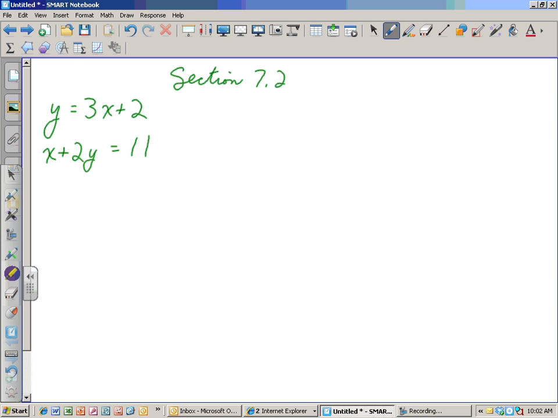Remember what this is called? This is called a system of equations. Whenever you have more than one, we just call that a system of equations. And what we want to do is find where they intersect, just like we did yesterday, but we're not going to use the graphing method today. We're going to use the substitution method.